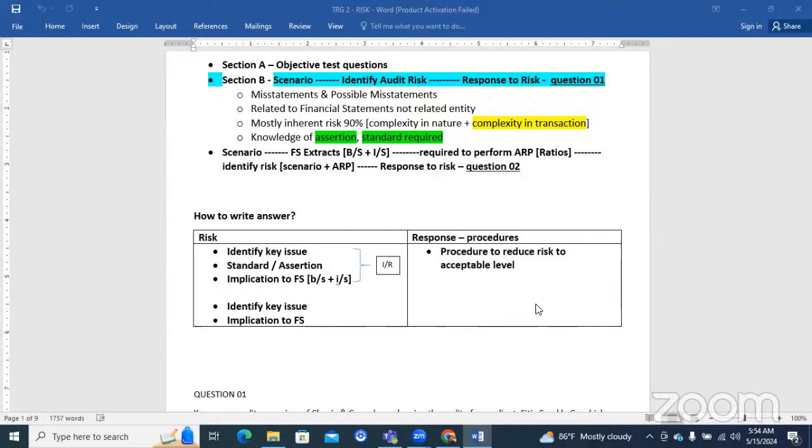We should identify the issue and we should write the impact. So this is the general idea about audit risk, and you should know how to approach audit risk questions.